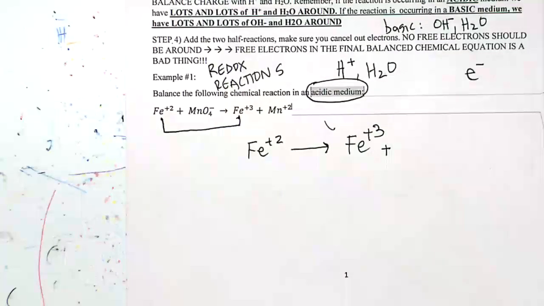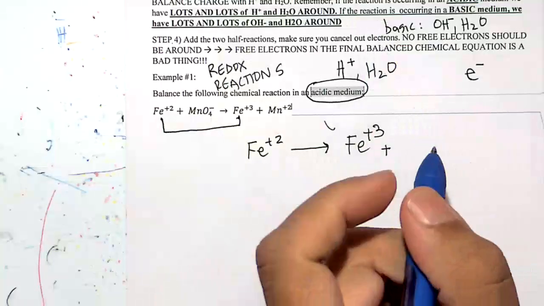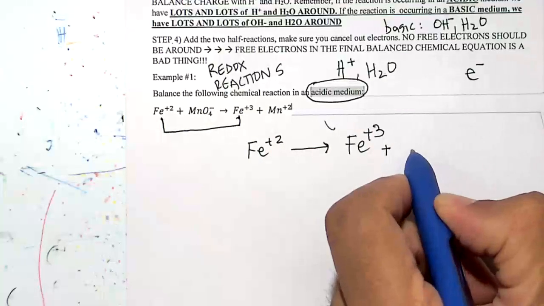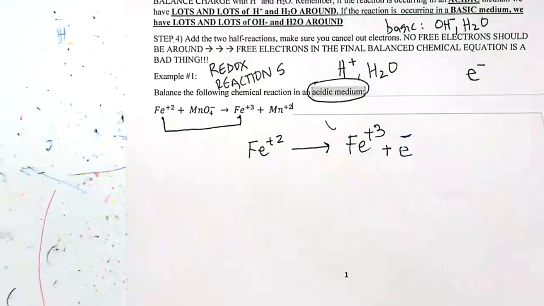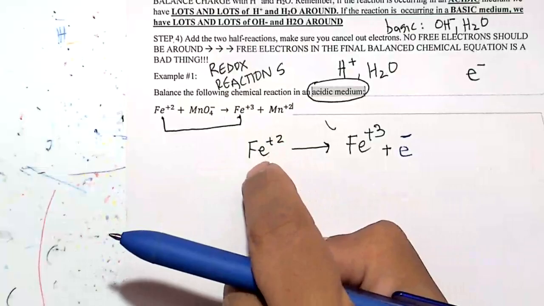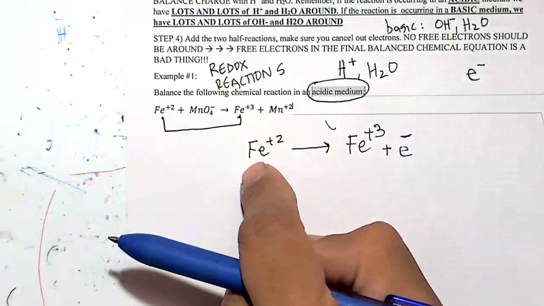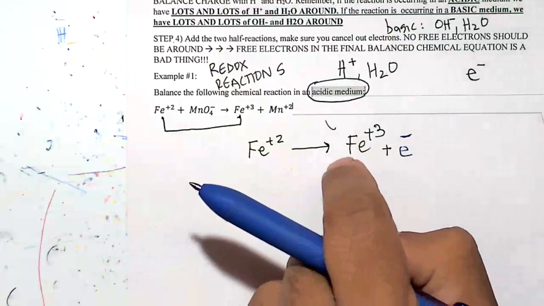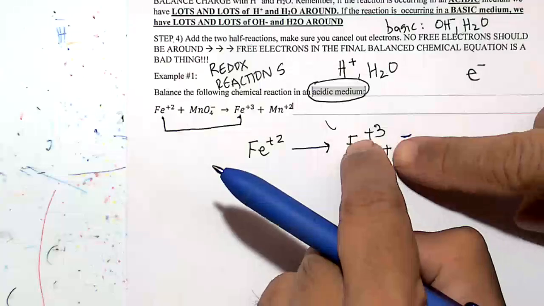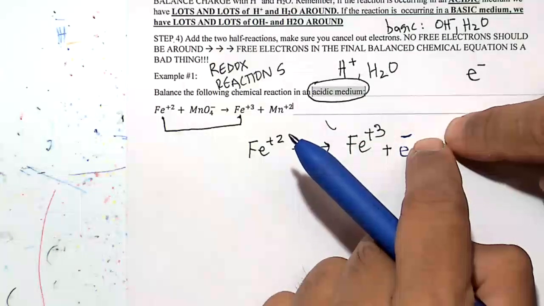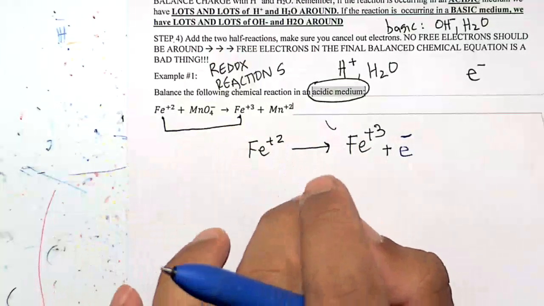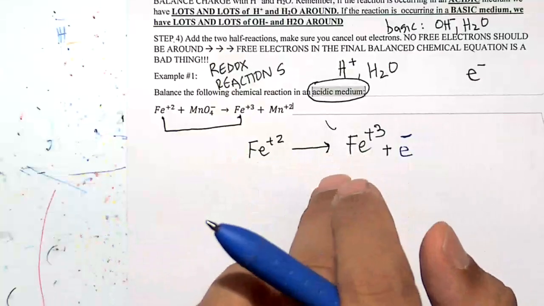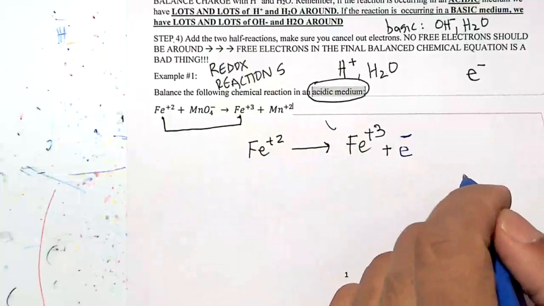I'll put the electrons, and first of all, how many? It's 1 electron, I'm going to put it here. What's my charge on the reactant side? Plus 2. What's the charge on the product side? Plus 3 minus 1, which is 2. So plus 2 here, plus 2 here, we are balanced. 1 iron here, 1 iron here, we are balanced.